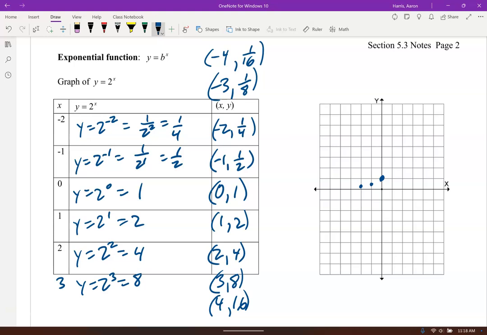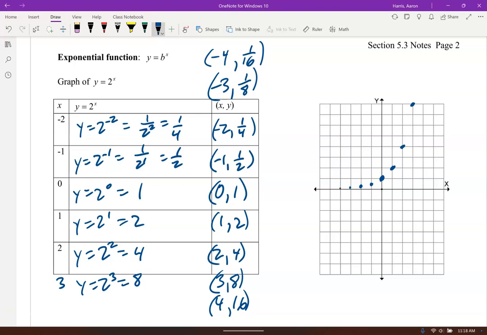And let's plot all these points here. So I've already plotted 0, 1. Let me go 1, 2. Let me go 2, 4, 3, 8. And I don't really have room for 4, 16, so I'll stop there. But I did do -2, 4. Let's go -3. I'm only 1/8 of the way up. -4, I'm only 1/16 of the way up.